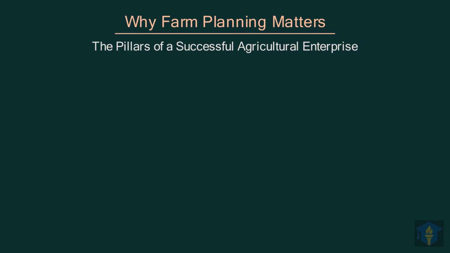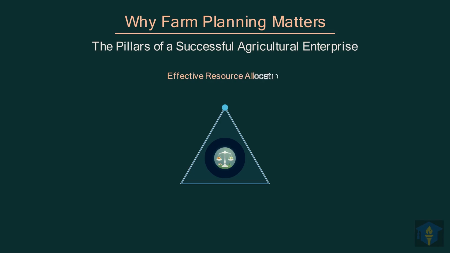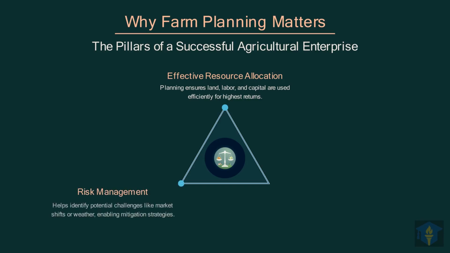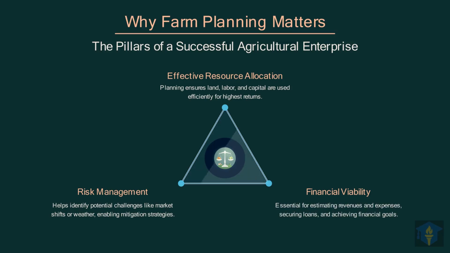These are the pillars of any successful agricultural enterprise. First, effective resource allocation is crucial. Planning ensures land, labor, and capital are used efficiently for highest returns. Next, we have risk management. This helps identify potential challenges like market shifts or weather, enabling mitigation strategies. Finally, financial viability is essential. This helps estimate revenues and expenses, secure loans, and achieve financial goals.